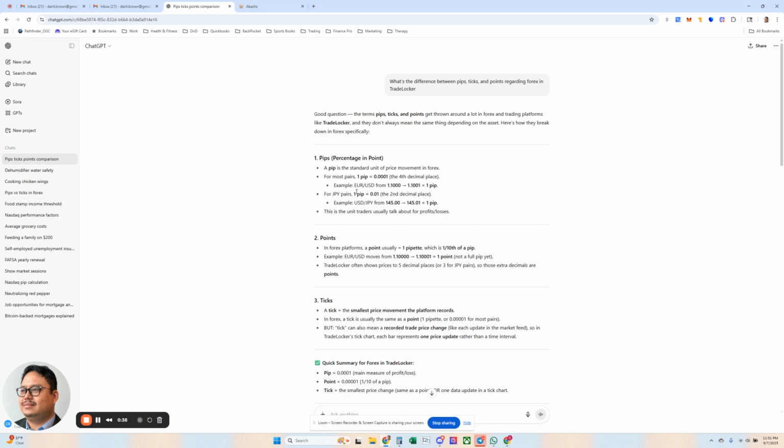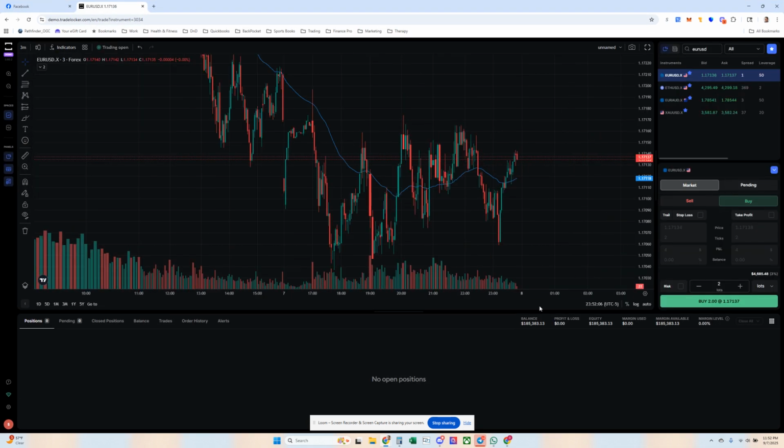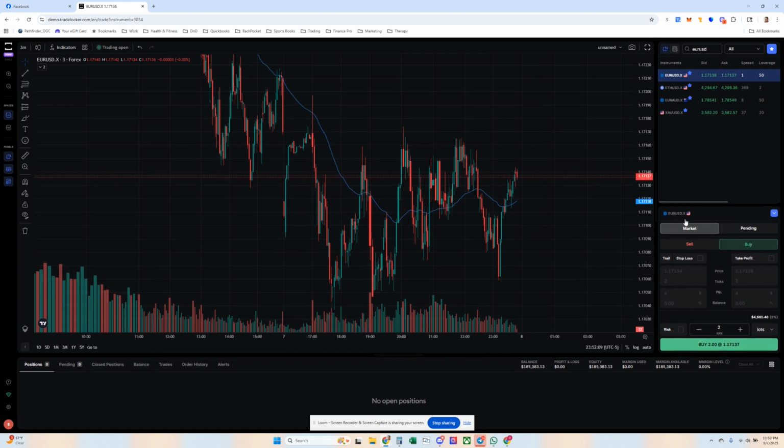So the example they give is Euro USD, showing 1.1000 to 1.1001 equaling 1 pip. So I'm going to actually pull that up on my TradeLocker so that we can actually see what we are talking about from a visual perspective. So, all right, I'm going to pull this over. I'm just going to move this around. Here we go. All right, so Euro USD.